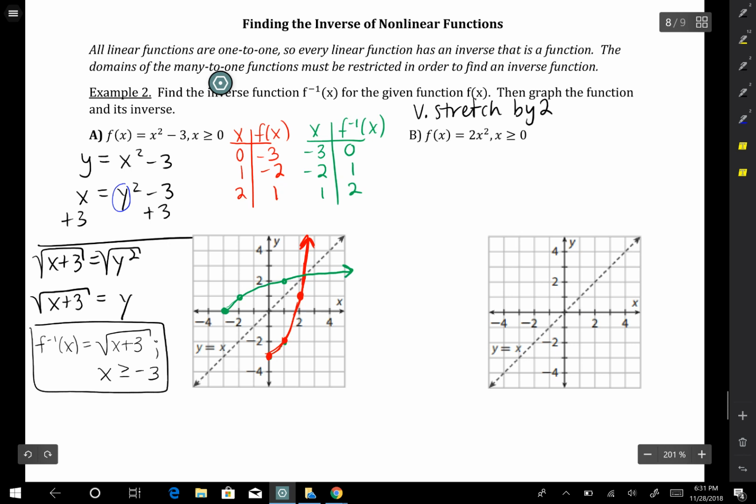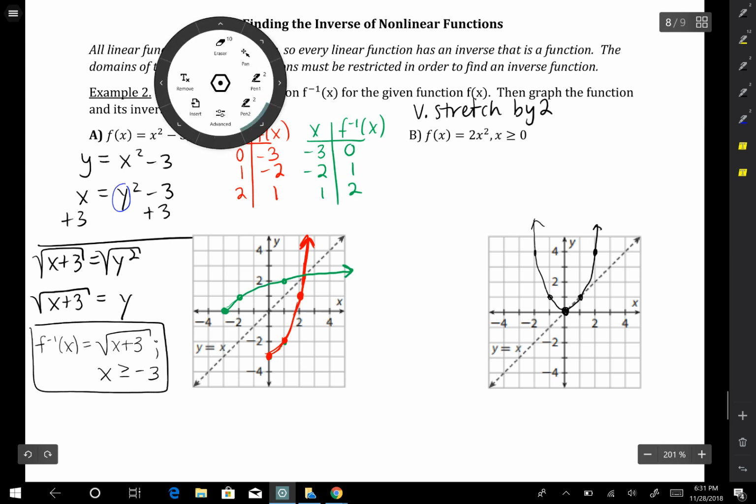So you can sketch the parent graph if it helps you. So 0, 0, 1, 1, 2, 4, negative 1, 1, negative 2, 4. So this is my parent graph. If I vertically stretch this by a factor of 2, my y-coordinates are going to be multiplied by 2. So 0, 0 will still stay here, but 1, 1 will change to 1, 2, and negative 1, 1 will change to negative 1, 2. 2, 4 would change to 2, 8, so that would be somewhere up here, and negative 2, 4 would be negative 2, 8. So it'd be a much taller graph and look thinner.